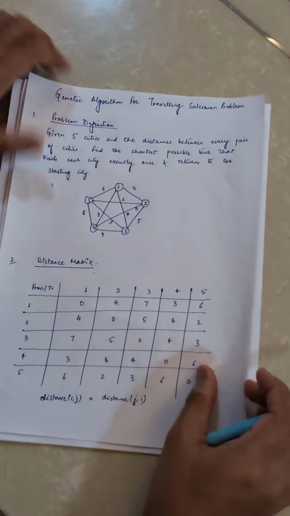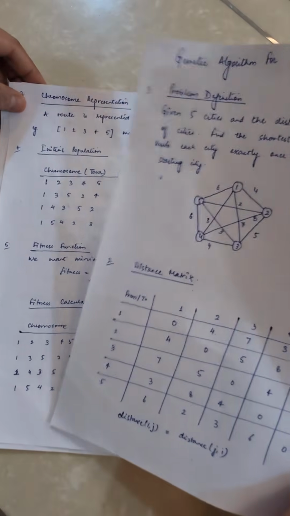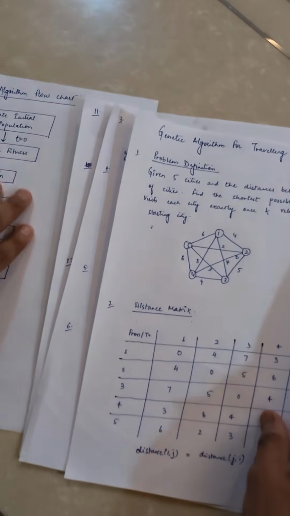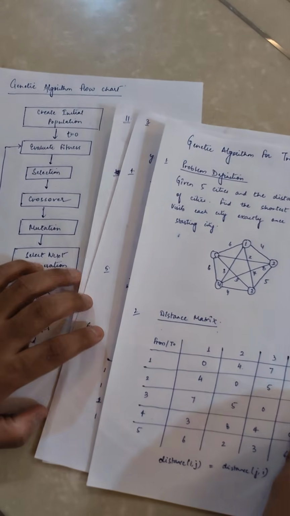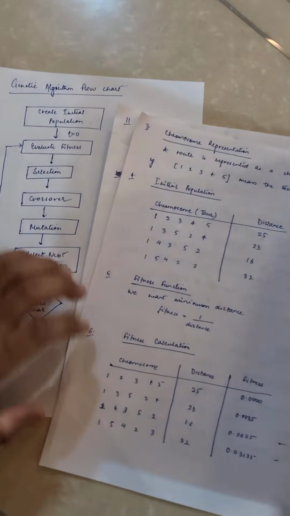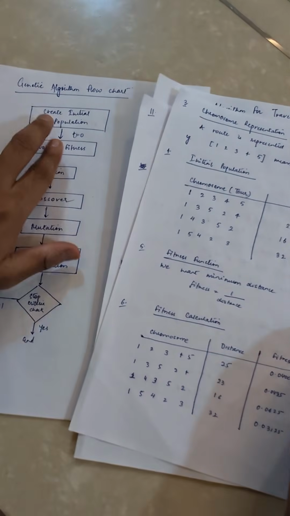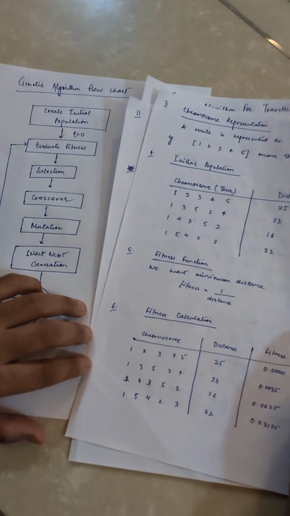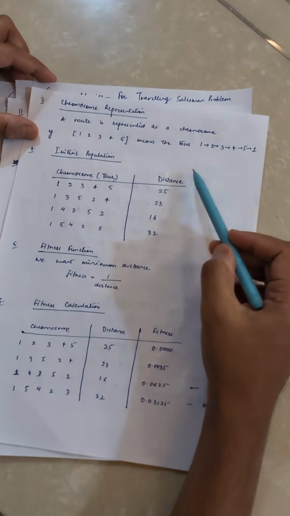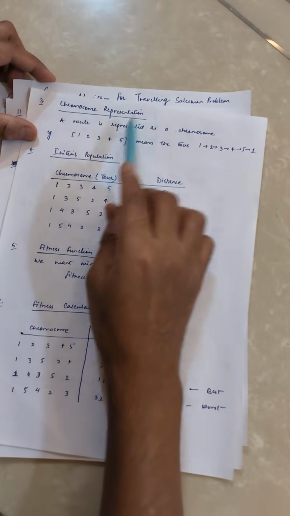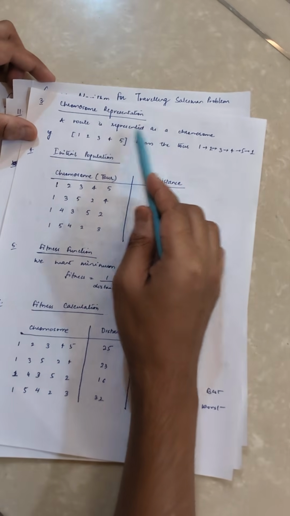I'll not spend much of the time here. We'll use this as the reference, and then we'll use the flowchart as the reference, and go through each step one by one. First of all, the algorithm says, create an initial random population of organisms. Before creating the initial population, let's see how you actually represent a chromosome in this problem.